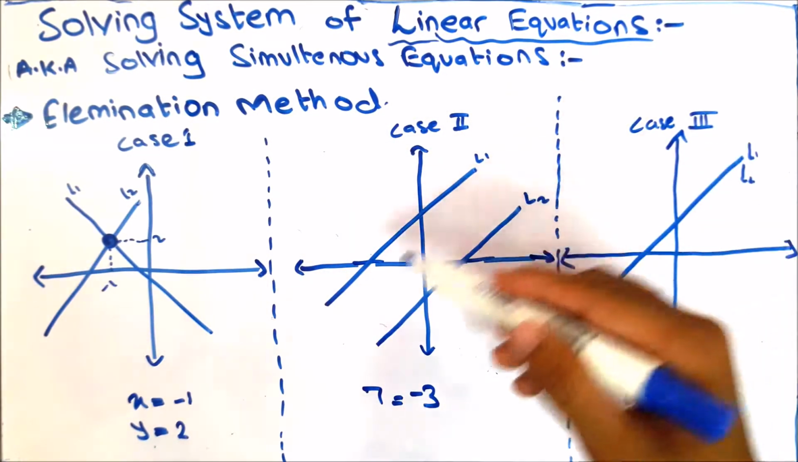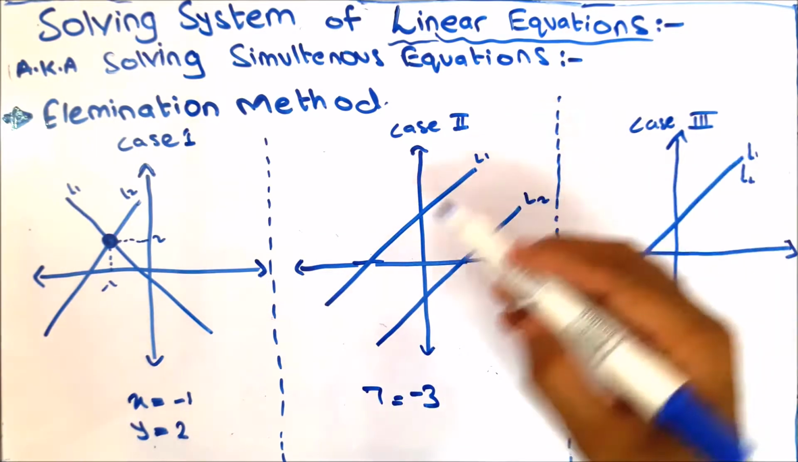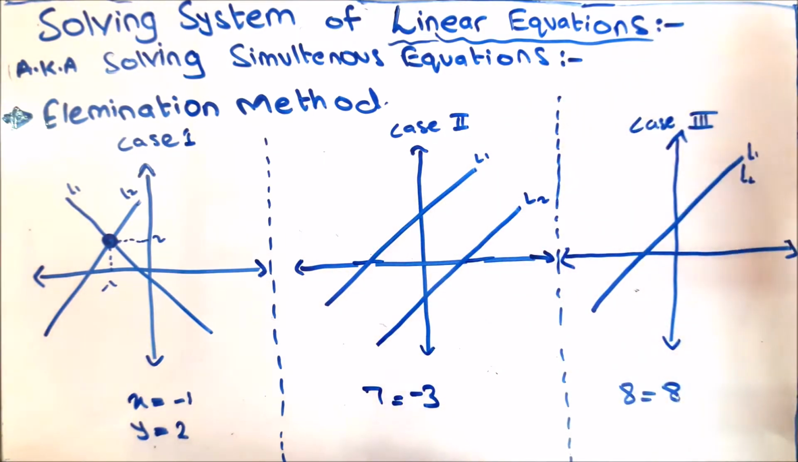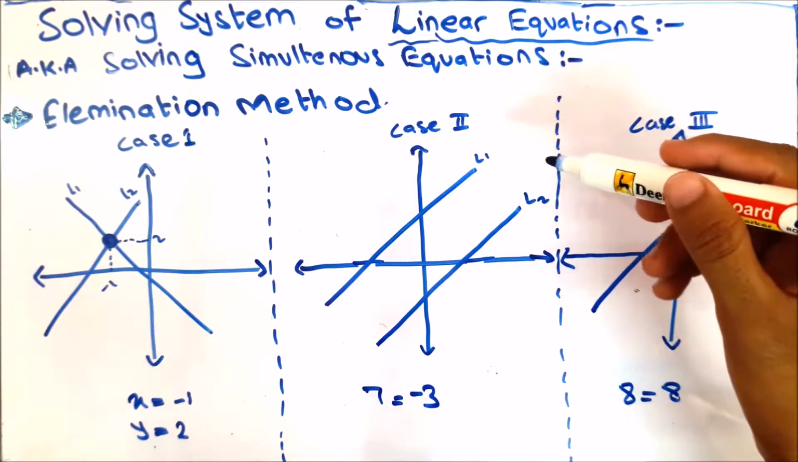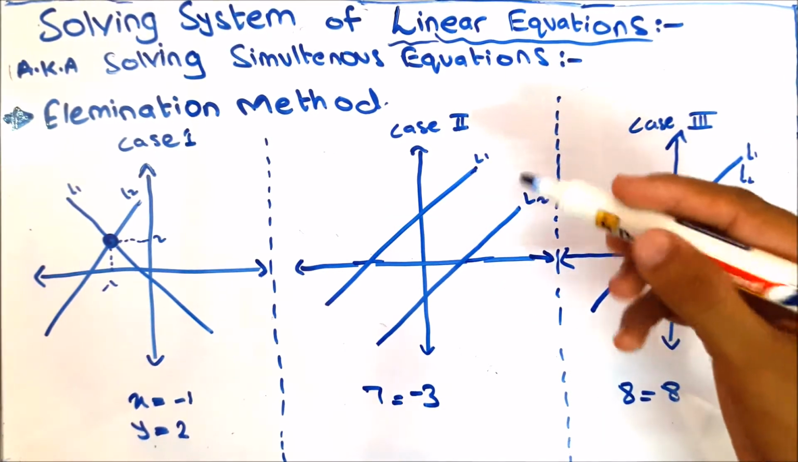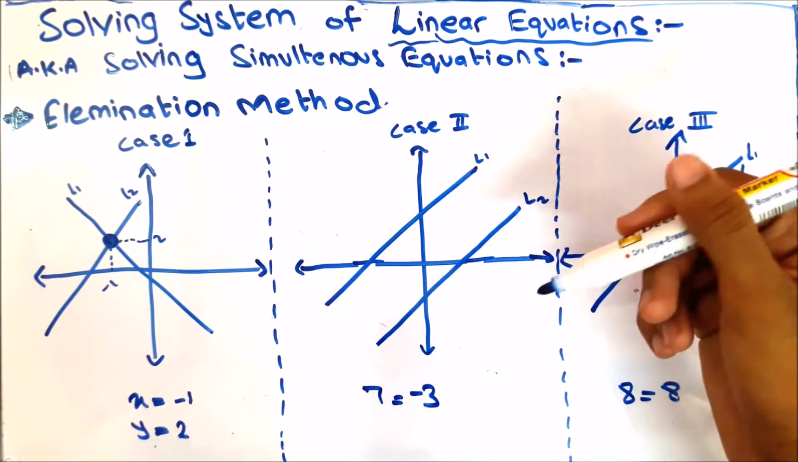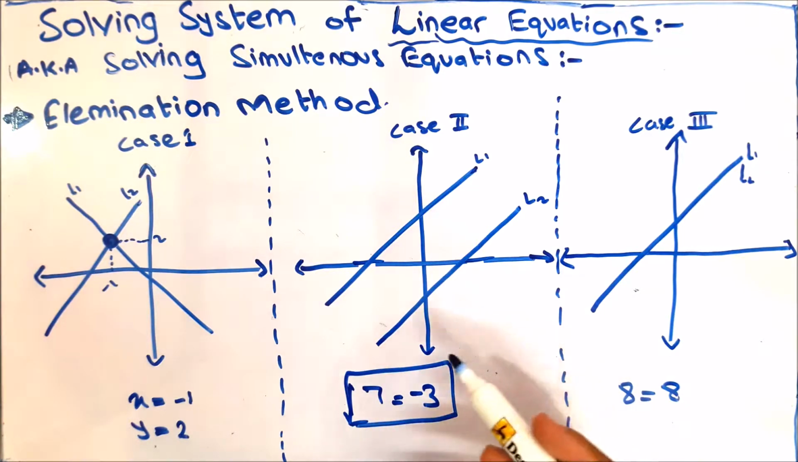Okay, let's move on to case 2. In case 2, these 2 lines are parallel, and if they are parallel, they will just go on and on and they will never meet each other and never intersect. And when you solve a system of such 2 equations, you will get an answer that is not an equality, it does not make any sense.